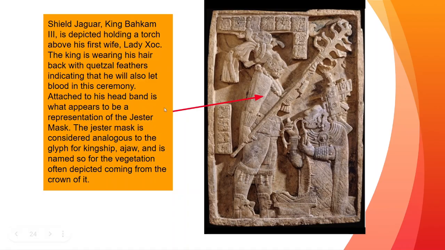He's got a headband on, which appears to represent the jester mask, which is a glyph for kingship and is named for the vegetation that comes from the crown of that. So this mask here is connecting to the idea of being a king and to agriculture.